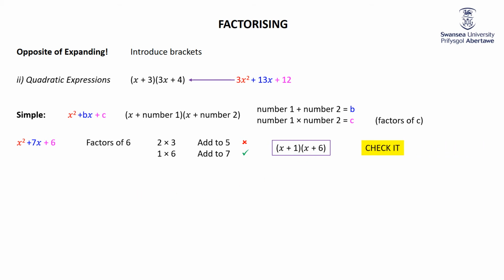Now go ahead and check that. Pause and go ahead and multiply this out using the FOIL or the smiles and eyebrows, however you want, and you should end up with x squared plus 7x plus 6.